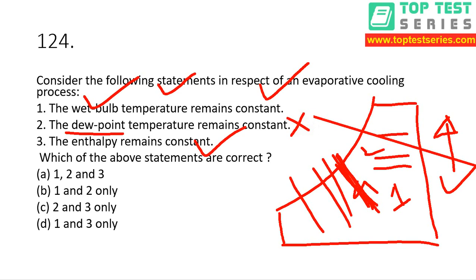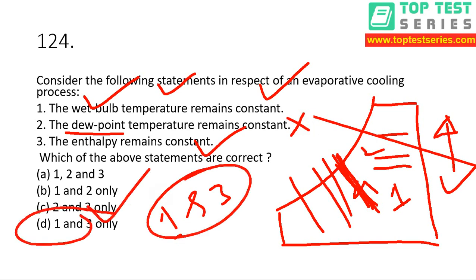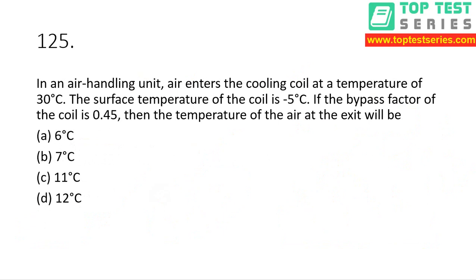So here, my dear, option A and 1 and 3 both are correct. So option D is the correct answer for this question for the case of 124. Question number 125. In an air handling unit, air enters the cooling coil at a temperature of 30 degrees centigrade. The surface temperature of the coil is minus 5 degrees centigrade. If the bypass factor of the coil is 0.45, then the temperature of the air at the exit will be.